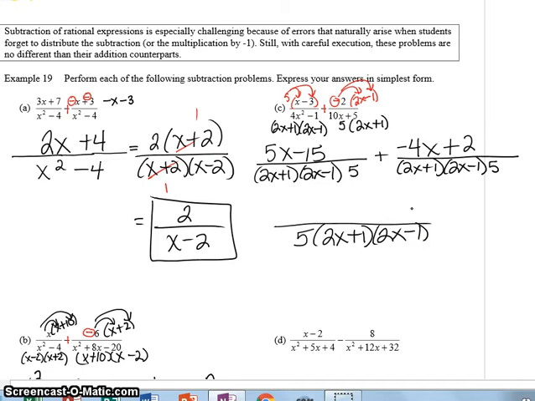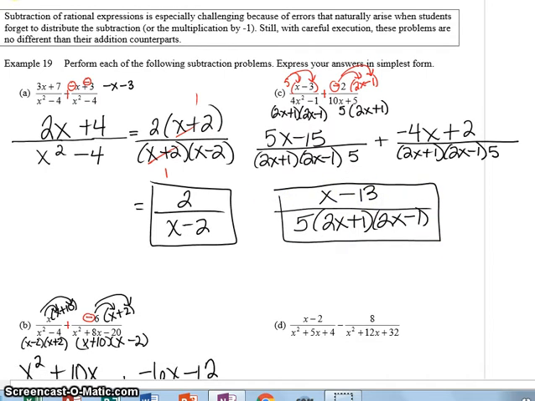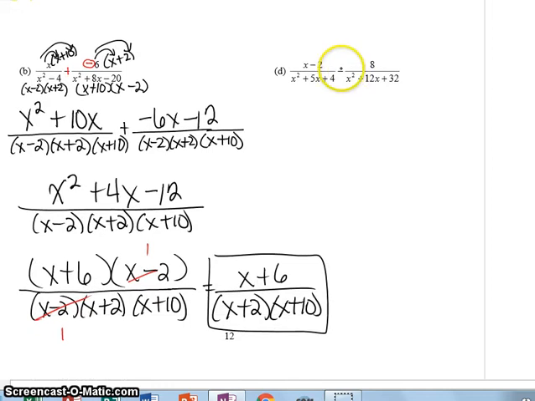And then I have 5x take away 4x, which is just 1x. And then negative 15 plus 2 is negative 13. Nothing cancels. There's my ugly answer. Okay? Last one here. So again, subtraction goes to addition, hands out the negative. Factor the bottoms. I'm going to be left with x plus 4, x plus 1. Factor this trinomial. x plus 8, x plus 4.